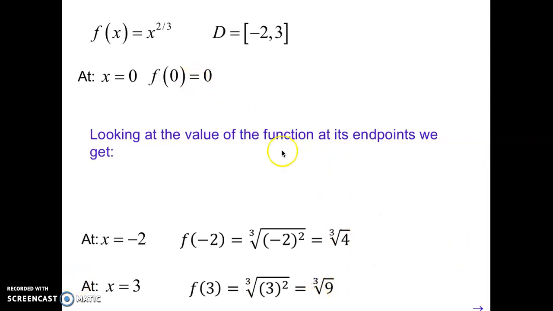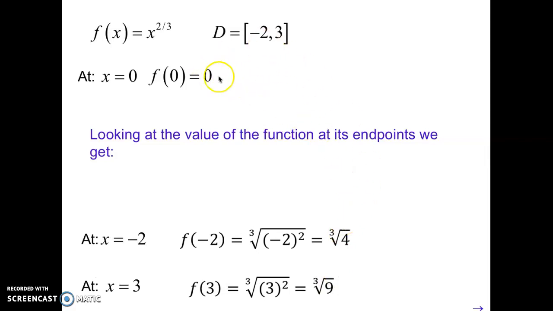Which of these three outputs is the highest? Well, obviously the cube root of 9 is the highest. It is a higher number than the cube root of 4. So of the three values that we look at, the output that gives us the highest value is my absolute maximum.